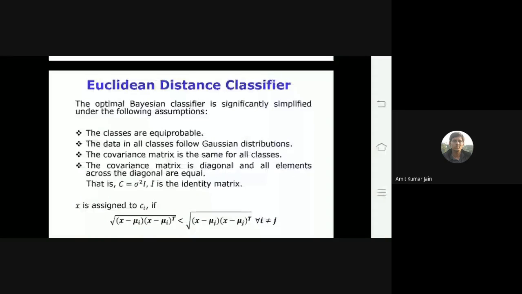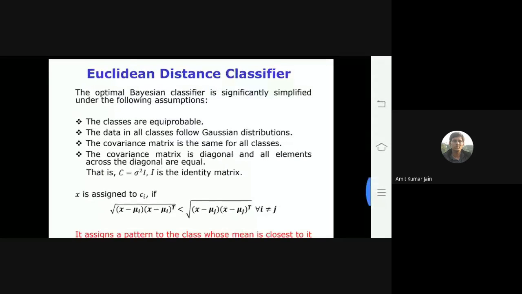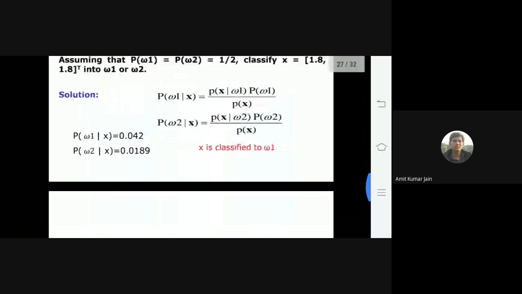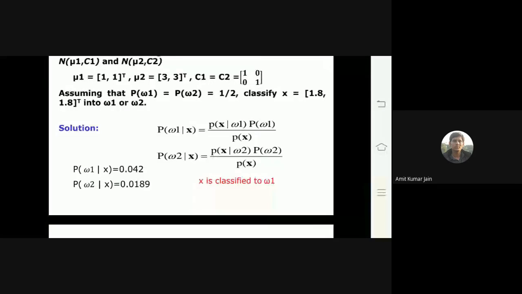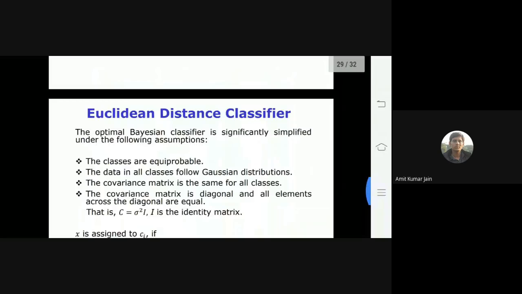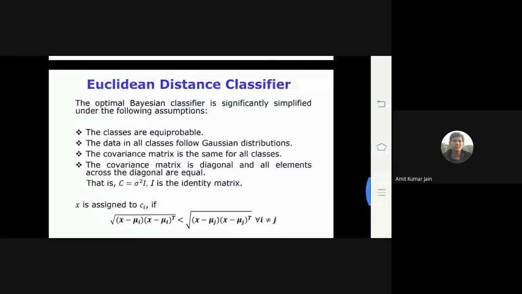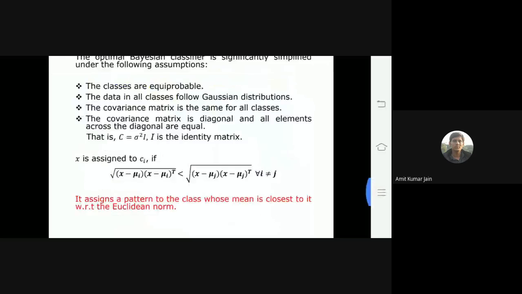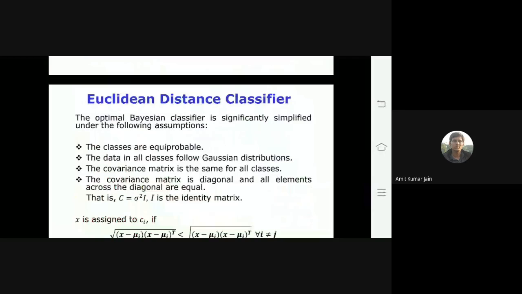So today we'll talk about three different classifiers. What are those conditions? The classes are equiprobable. So the condition should be that the classes should be equiprobable, when you can apply the Euclidean distance classifier. As I already told you, this minimum distance classifier is rather easy to evaluate and implement than the Bayesian classifier. So let us check whether these conditions are satisfied by your data or not. If these conditions are satisfied, you can apply these classifiers, which are pretty easy to understand and pretty easy to implement. Let us discuss the conditions one by one.